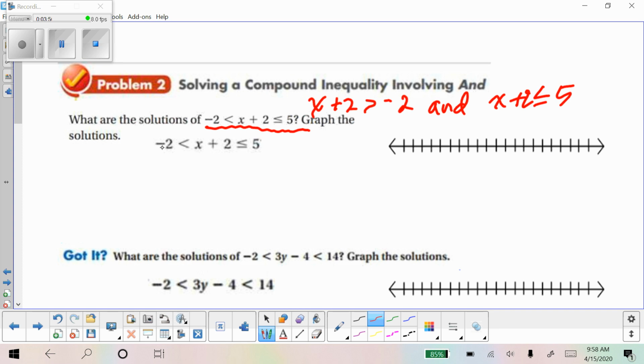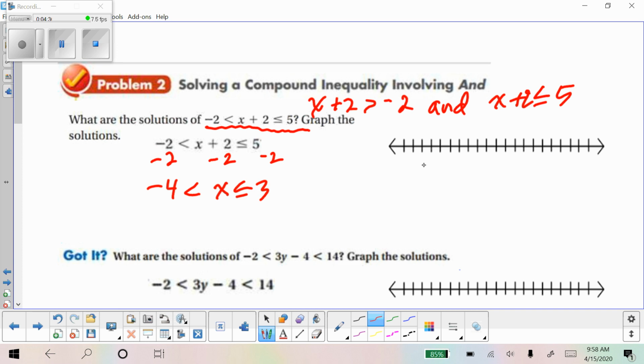But I think it'd be easier if we just want to know what x could be. So to figure out what x needs to be, I'm just going to subtract 2 there. And just like an equation, whatever you do to one side, you have to do the other. And there's actually 3 parts here, so you have to subtract 2 from each of the parts. So -2 minus 2 is -4. X plus 2 minus 2 is just x. And 5 minus 2 is 3. And so we get that for the solution.